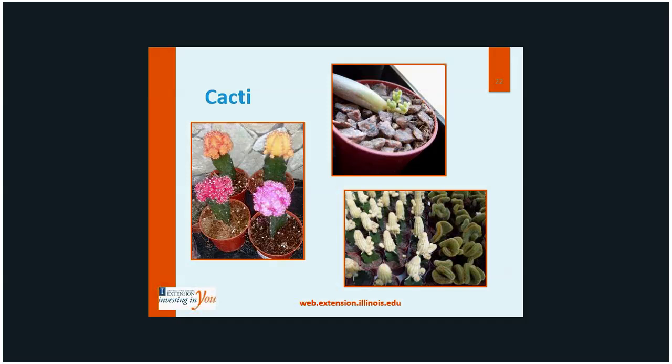On the left we see the moon cactus. As we know, that top section can't photosynthesize on its own, doesn't have any chlorophyll in it, hence the reason we can see the other colors. So they've gone and grafted it onto a second cactus which will photosynthesize for it. And grafting is one of our propagation methods.